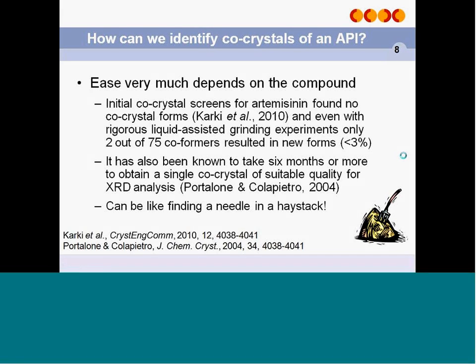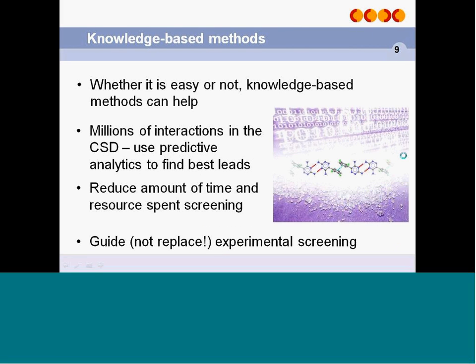So the good news is, whether the example you're looking at is easy or not, knowledge-based methods are there to help. There are millions of interactions in the CSD, all these intermolecular interactions from real observed experimental structures. So the principle I'm going to be talking about today is that we can use predictive analytics, use this information to find the best co-former leads for a given compound. And what I'd like to stress is that the goal here is not to replace experimental screening at all. What we want to try and do is to reduce the amount of time and resource spent on screening and focus the experimental work on the most likely compounds to give positive results.